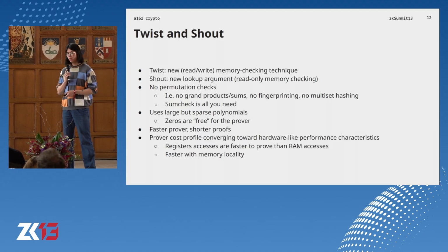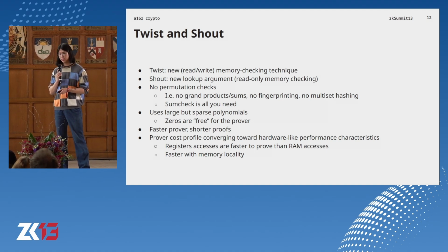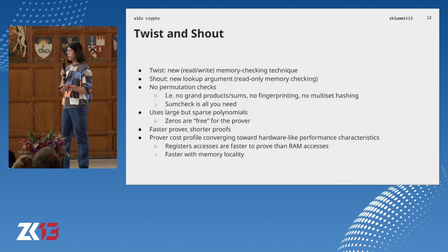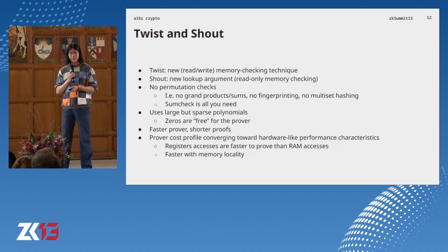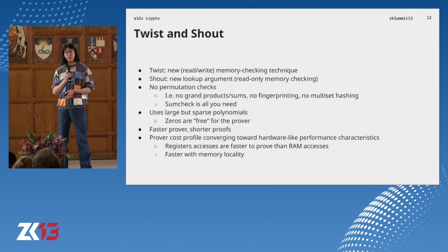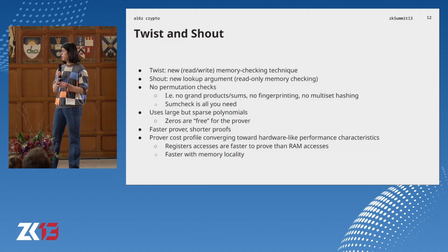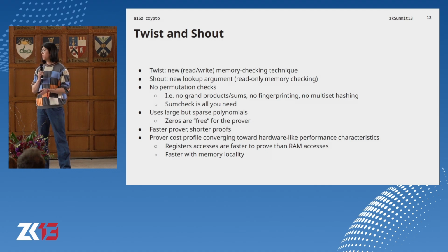In a bit more detail, what are Twist and Shout? Twist is a new read-write memory checking technique, while Shout is a new read-only memory checking technique, also known as a lookup argument. What makes them unique is that they don't require any permutation checks, so that means no grand products, no Reed-Solomon fingerprinting, no multiset hashing required. All you need is sumcheck.